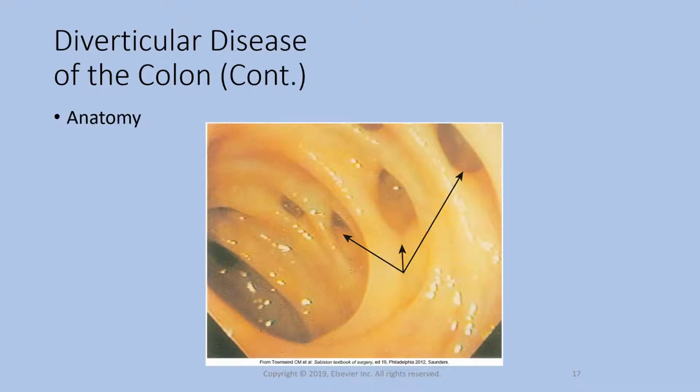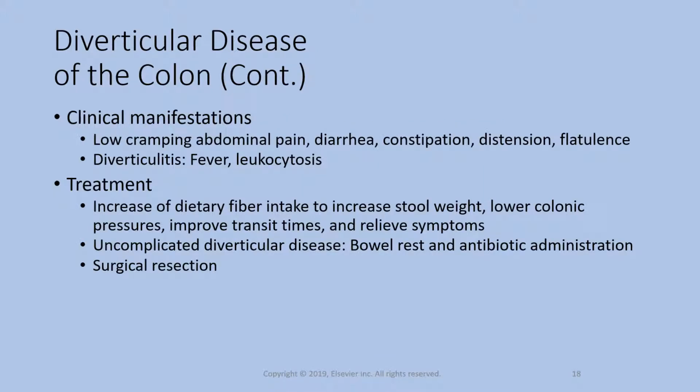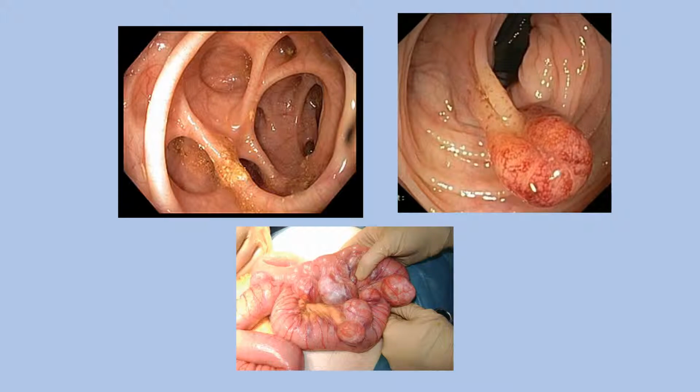These are pouches that develop in between the normal lumen of the intestine. Clinical manifestations: cramping, abdominal pain, diarrhea, constipation, distension, flatulence. Diverticulitis has fever. Treatment is dietary, complicated cases by bowel rest. Sometimes you have to give them antibiotics, and surgical resection may be required depending on the severity of the diverticulitis. All food and everything that passes through there, fecal matter, can get caught in there, and this is what they think causes it.